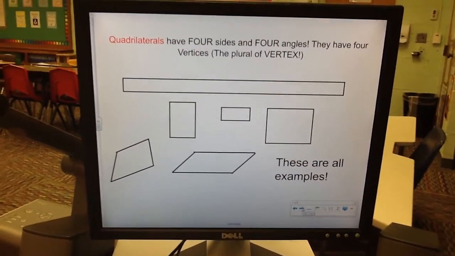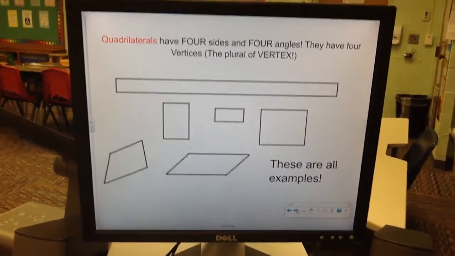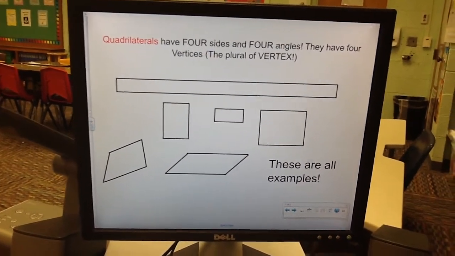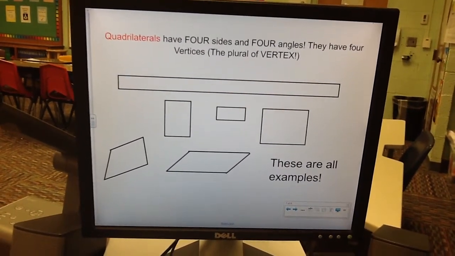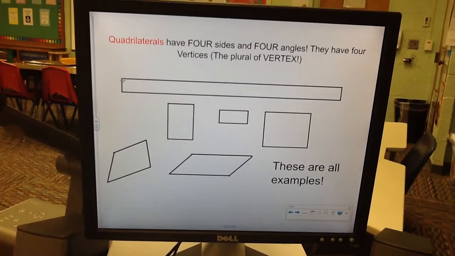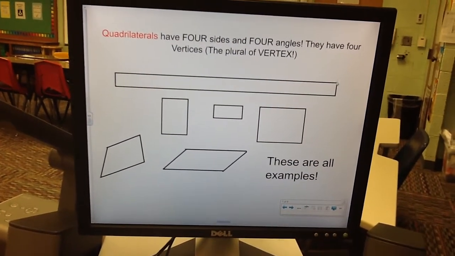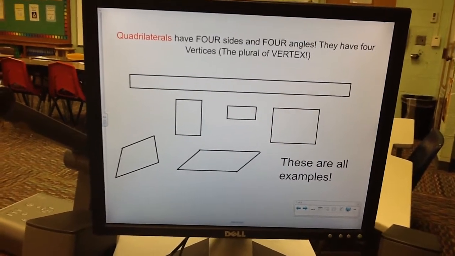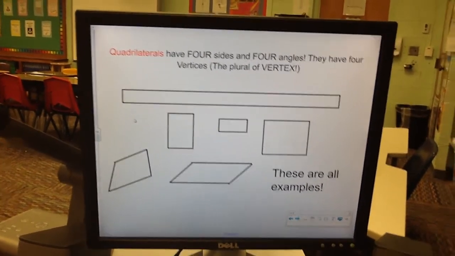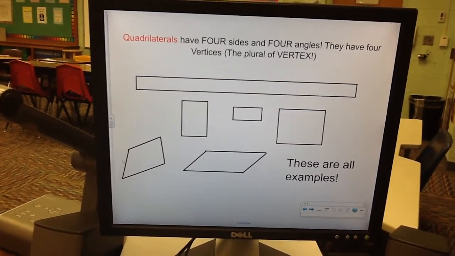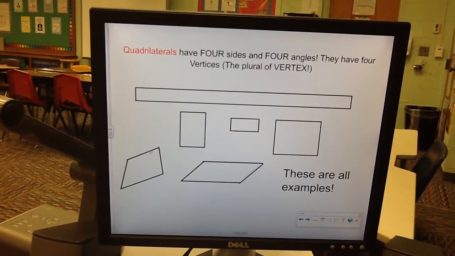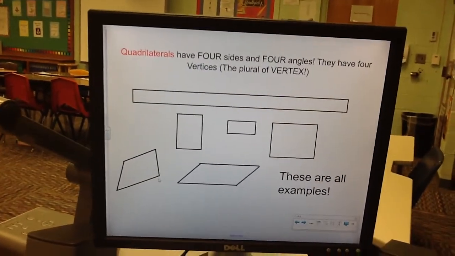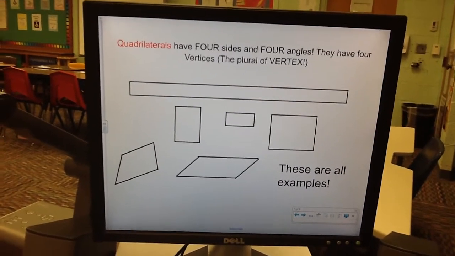Quadrilaterals have 4 sides and 4 angles. They have 4 vertices, which is the plural of vertex. So you can see, this is a quadrilateral. Here's a side, here's a side, here's a side, and here's a side. This right here is 1 angle. This is an angle. Over on the right, this is an angle, and this is an angle. So there are 4 angles and 4 sides. They do not have to be square or rectangle. They don't have to be 90 degrees. This has 4 sides and 4 angles. It does not have all right angles, and it doesn't have to. These are all examples of quadrilaterals. 4 sides, 4 angles.